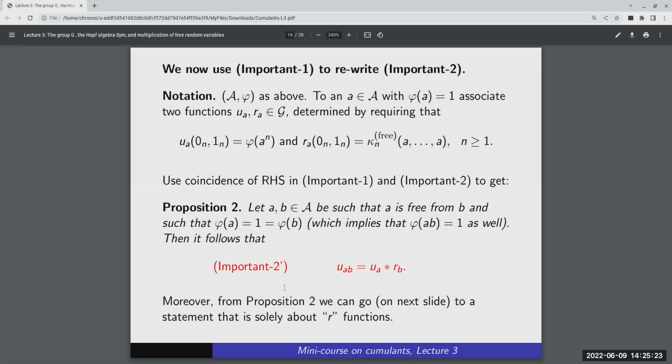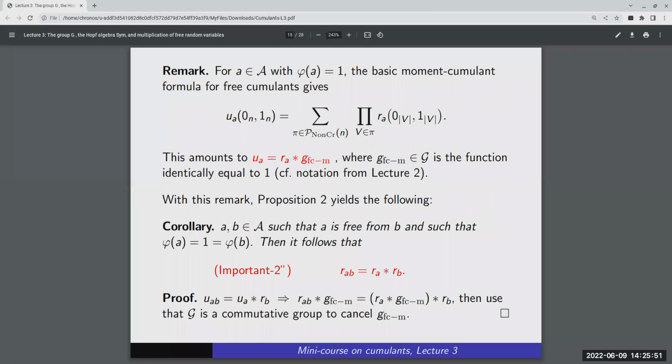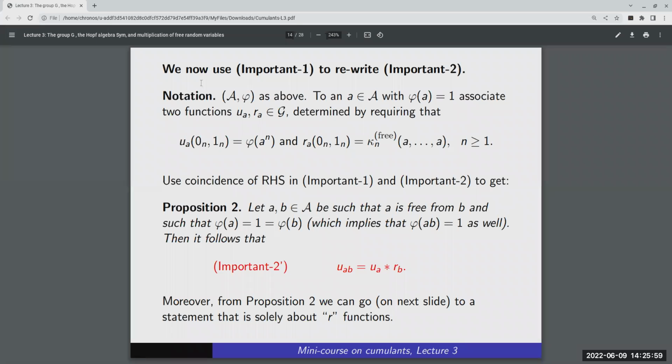So let's call this the important formula 2 prime, which says that U of the product, where A is free from B, then their product has the moment function as a convolution, something from A, something from B, namely moments and cumulants. Now here we put another sticker on this. It's U and R, but we can make it be only with R.